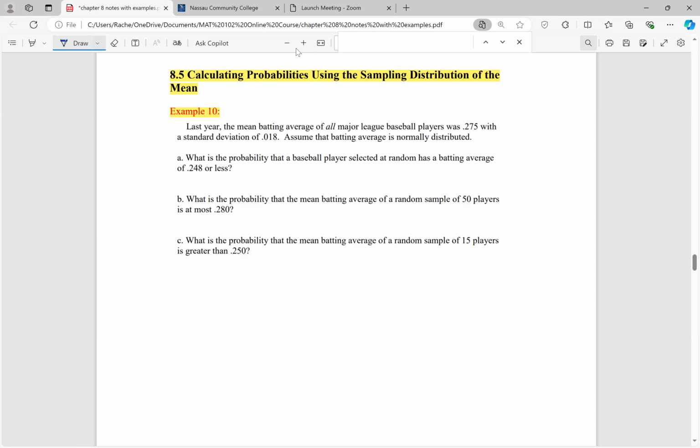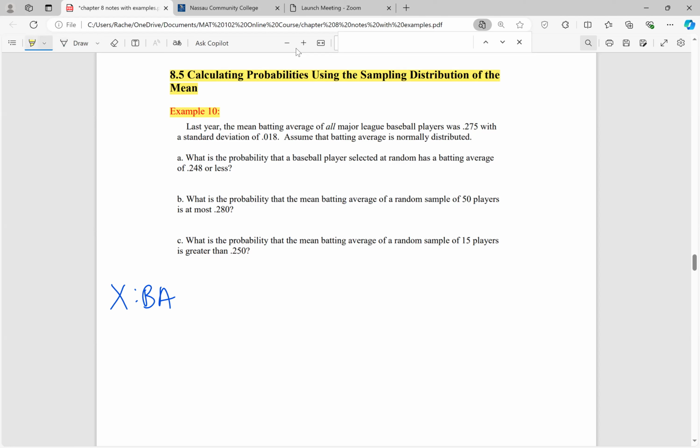So who's your population of interest? In this case, it's all Major League Baseball players. What's the variable of interest? In other words, what are we measuring or studying about them? It's their batting average, right? So in this case, X represents their batting average, and I'll use BA for short, batting average.